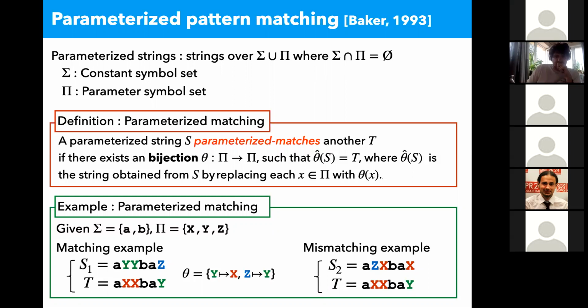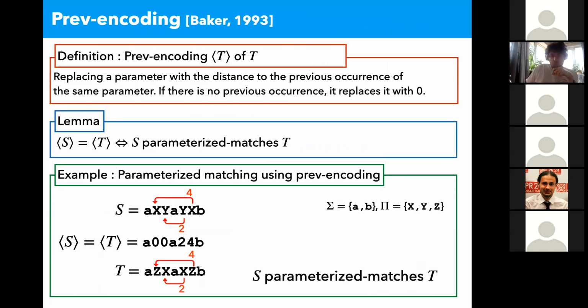Let's see an example. For example, this parameterized string and this parameterized string parameterized match because by this mapping, you can make S1 into T. And then this pair is a mismatch, okay? Actually, to decide a match, we don't have to construct such a bijection explicitly. Rather, we use the prev encoding.